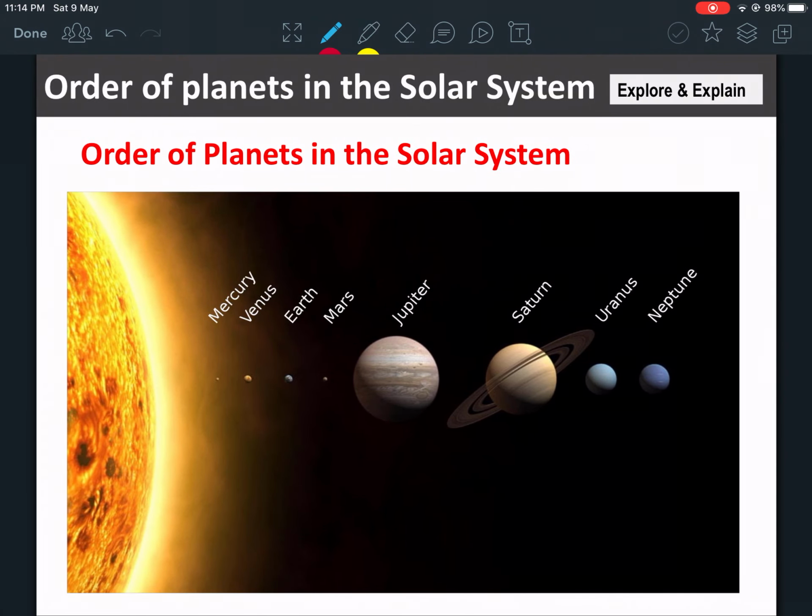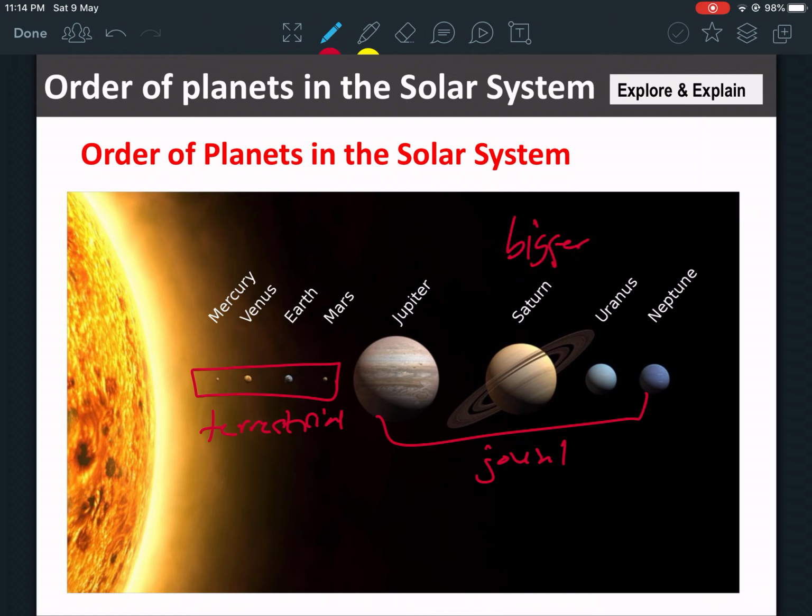So this is the order of the planets. Have you noticed? These are the terrestrial, and these are the Jovian. Okay, see, these are bigger, so their mass is able to hold more moons. These are smaller, and these are closer to the sun. These are further away from the sun.